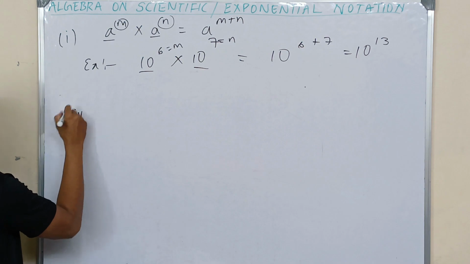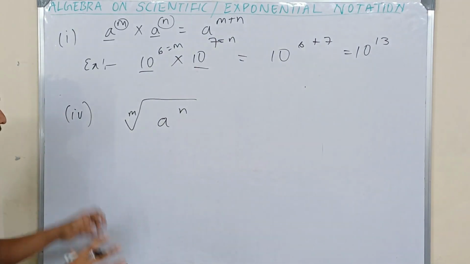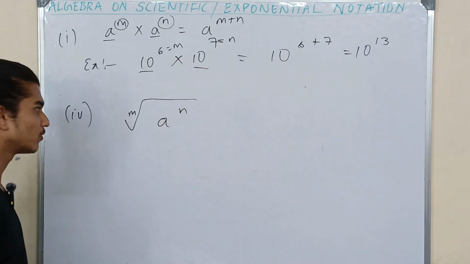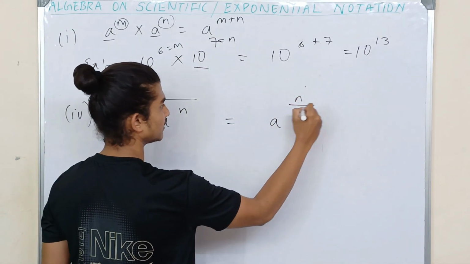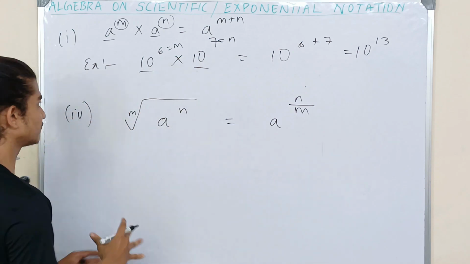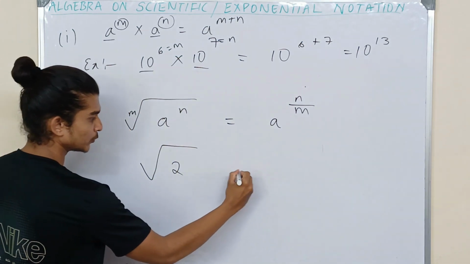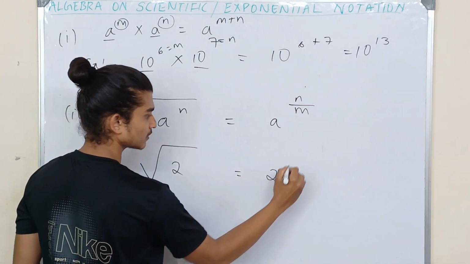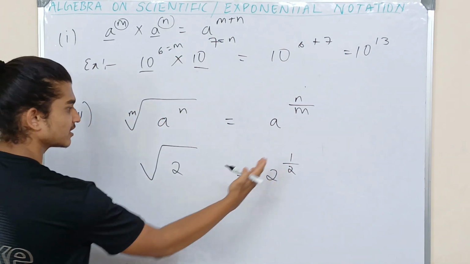The last rule is one I think nobody has heard about. Normally they don't talk about this rule, but it is one of the important rules. This rule is a to the power n by m. Now let's see a few examples on this. Suppose say root 2. Root 2, generally you write it as 2 to the power half. You have probably written it this way, but you don't know the reason why they write it as half.